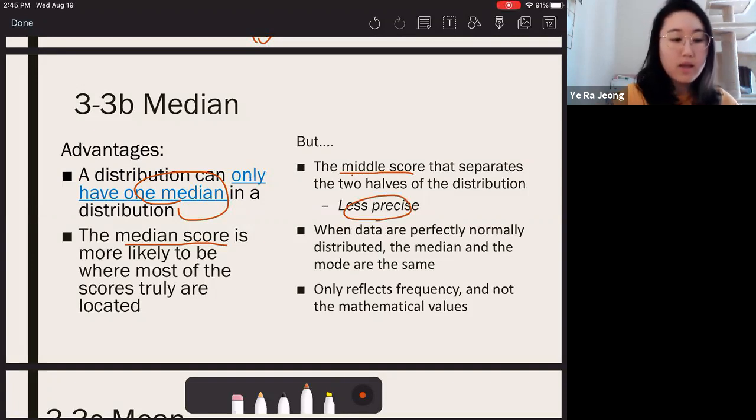Okay. And if your data are interval and ratio with a perfect normal distribution, then median and mode are the same. So again, it's not the most useful piece of information. And finally, median again reflects more of the frequency, how many times this particular score is occurring, rather than the true mathematical value in summarizing the data set.